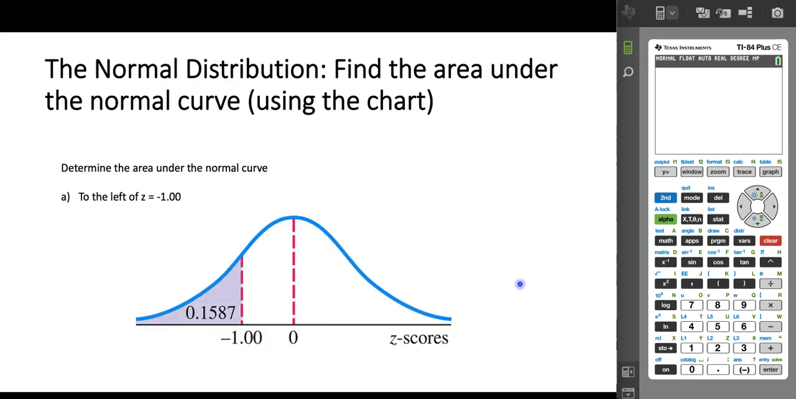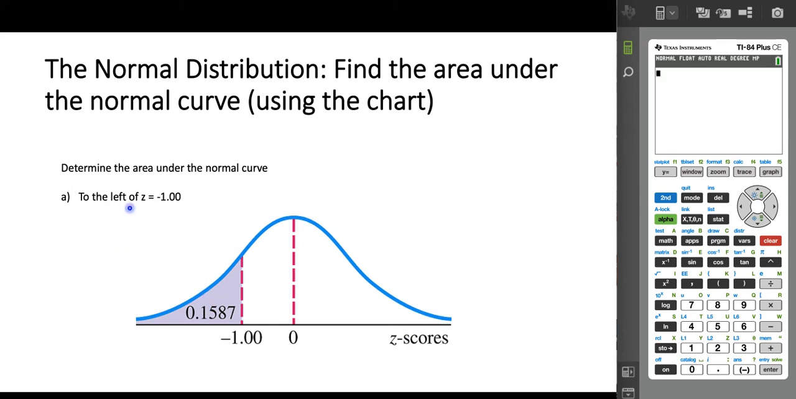Okay, now let me show you how this is going to be done. We want to find the area under the normal curve to the left of negative 1. That area is 0.1587. Now I'm going to show you how to do that. First of all, there's something you need to understand. In a normal curve, the area under this curve is equal to 1. 1 is the biggest answer that you could possibly get. 0 would be the smallest answer.